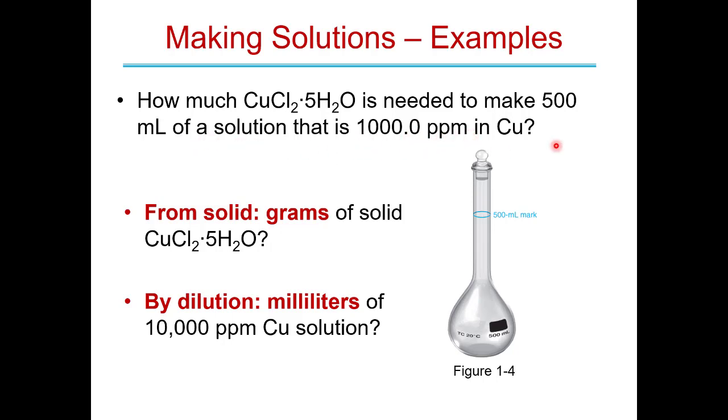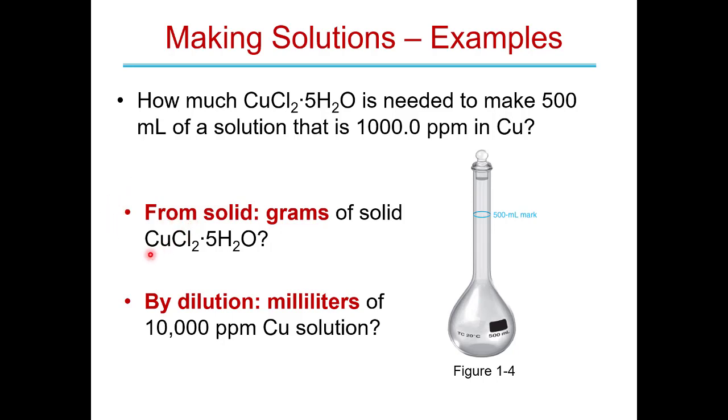And we want this solution to have a concentration of 1000.0 ppm in copper. That means we would have 1,000 grams of copper in every million grams of this solution. So if we had 1,000,000 grams of this solution, which would be a lot, then inside there would be 1,000 grams of copper.